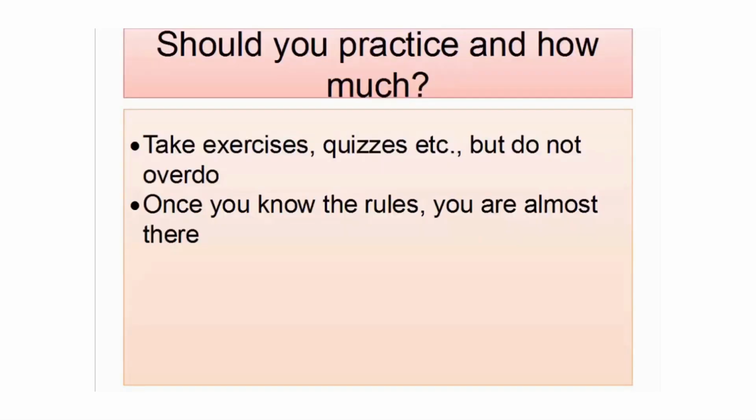At this stage, you may ask, can I take exercises and practice tests for mastering these rules? The answer is yes, but we would advise that you don't spend a lot of time on them. Once you know the basic rules well, you're almost ready for technical writing assignments.